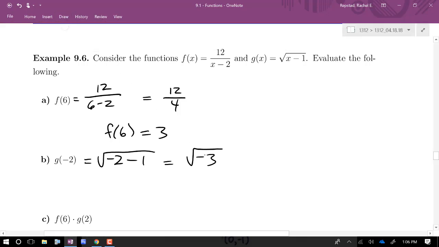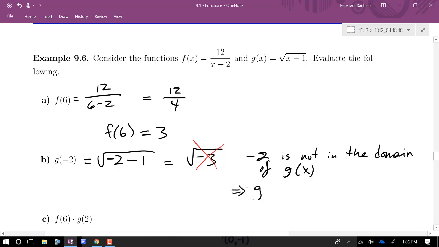So what we would say is negative 2 is not in the domain of g of x, and as a result, g of negative 2 does not exist. If we expanded and defined this as a function from real numbers to complex numbers, if we wanted to allow for complex valued functions, then we could find it and simplify it. We'd get root 3 times j or something.